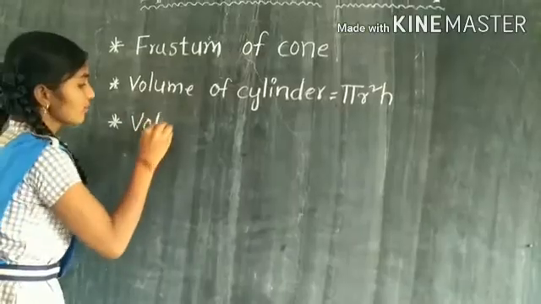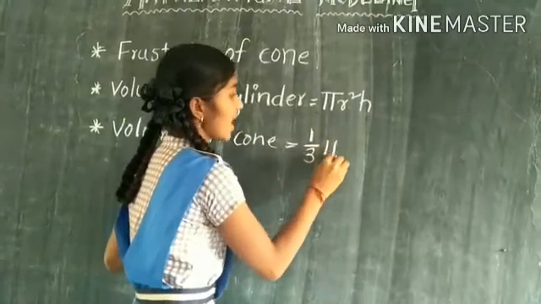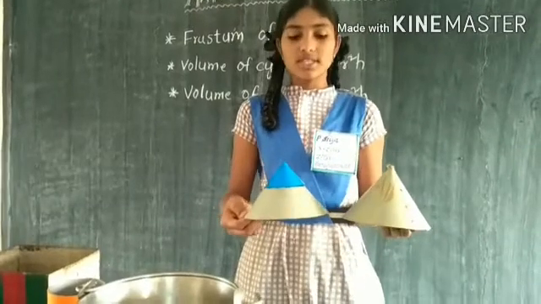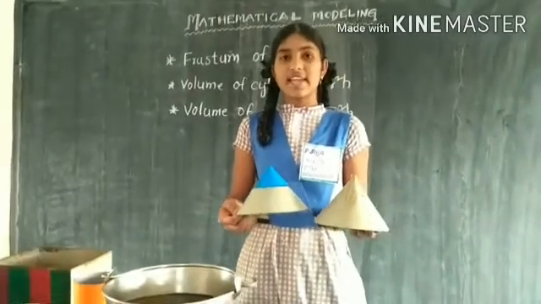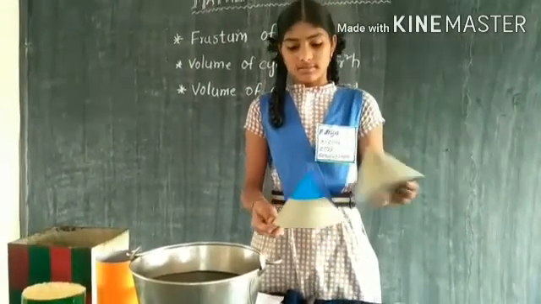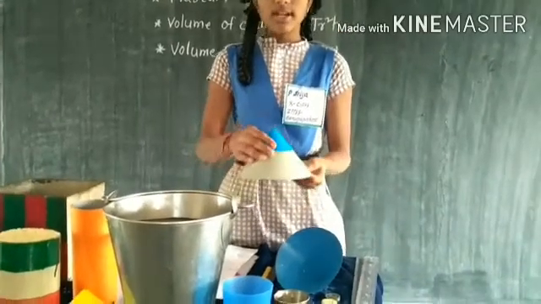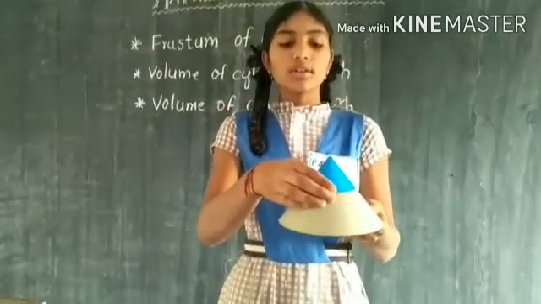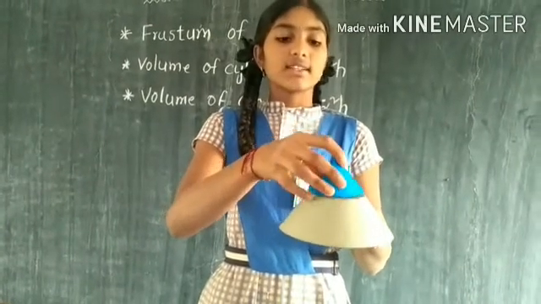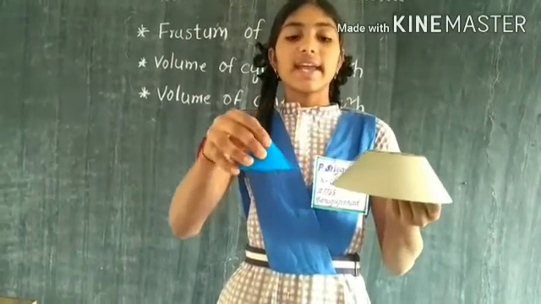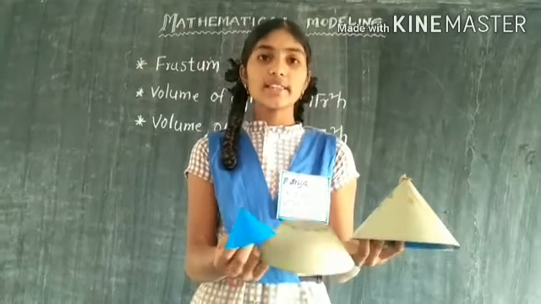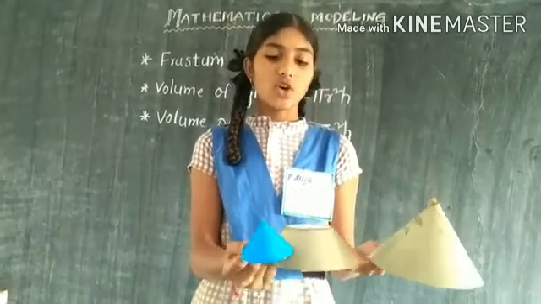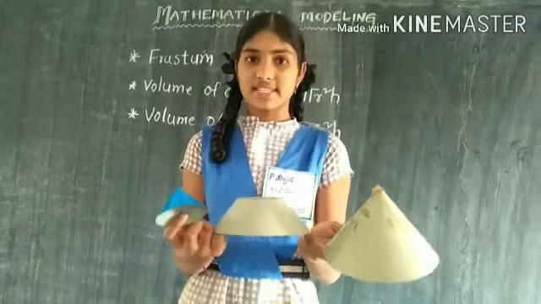Already we know. To find the volume of a frustum of a cone, I prepared two cones using iron sheet with the same radius and height. Now I cut one cone parallel to the base, and after I cut the cone into two pieces, I got three parts. One is the larger cone, one is the smaller cone and one is the frustum.